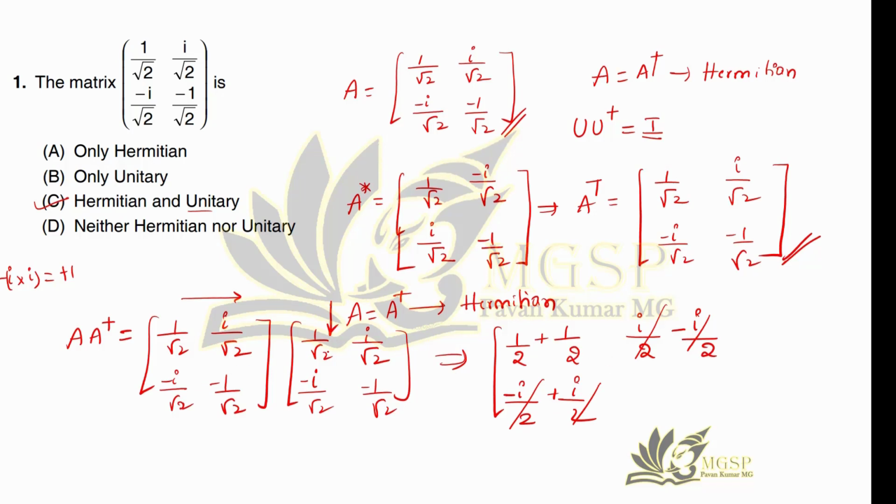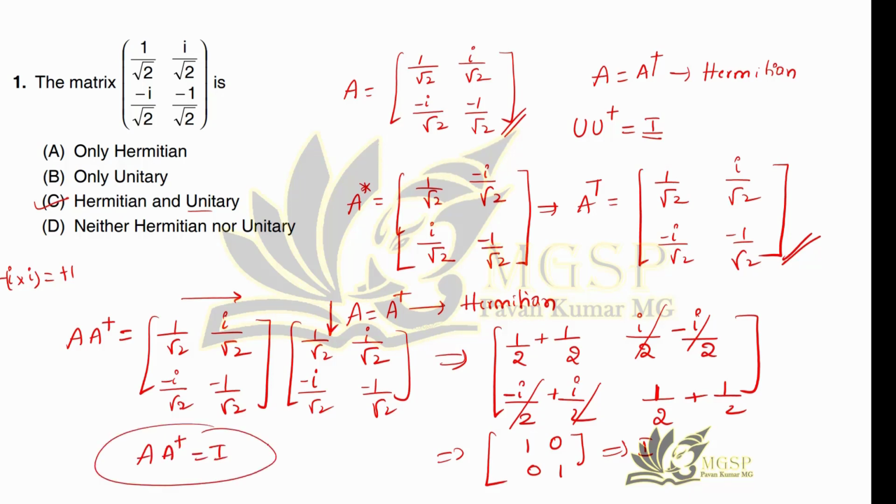And in the last entry, i by 2 minus i becomes 1 by 2, and minus 1 by root 2 times minus 1 by root 2 becomes plus 1 by 2. So you get 1 0 0 1. This is nothing but an identity matrix. So we got A dagger A equal to I. So the given matrix is also a unitary matrix. So the correct option is C.